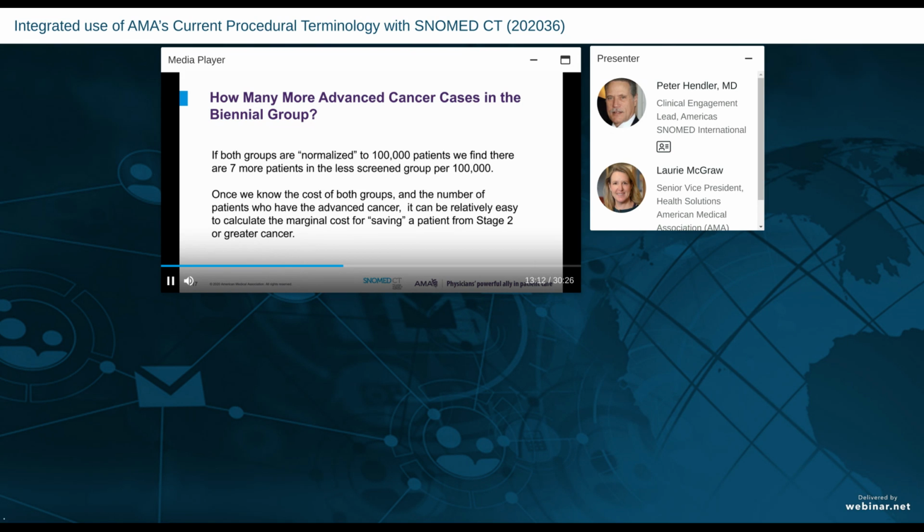In other words, harder to treat, more dangerous cancer. Leveraging CPT, once we know the cost of both groups and the number of patients who have the advanced cancer, it's very easy to calculate the marginal cost, the cost for saving a patient from having stage 2 or greater cancer. And this is what the demo will be able to show us in the analysis that administrators will need to make allocation decisions. To better understand this, I'm pleased to hand over the reins to Laurie McGraw to share how we engage in the administrative analysis with CPT.